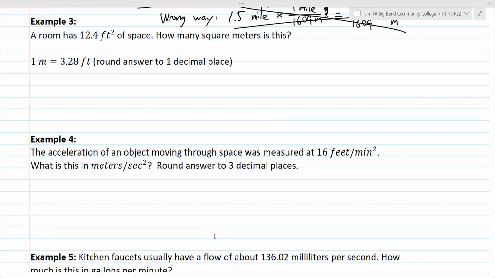A room has 12.4 feet square of space. How many square meter is this? All right, so we got to understand the language we're speaking here. What do you mean by square meter? So square meter stands for m to the 2. All right, so this is the unit of area.